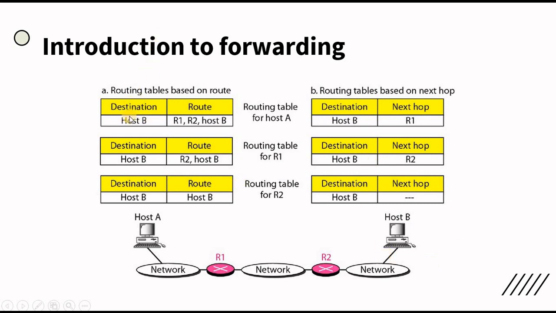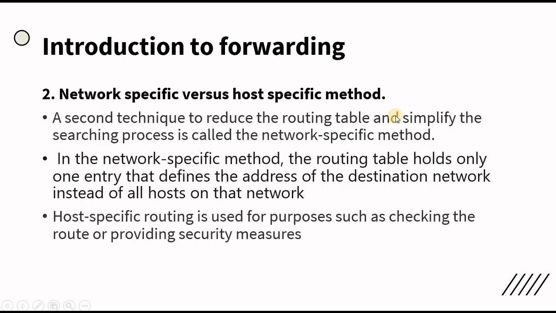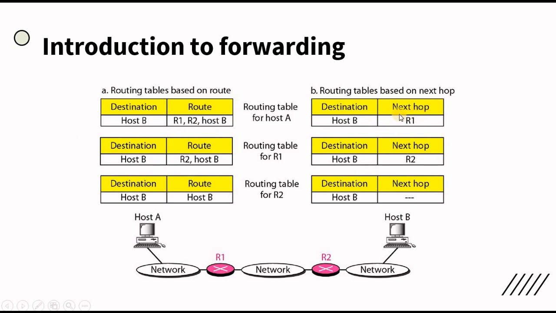This is a traditional technique, a routing table based on route. In this traditional technique, it is written that the destination is host B and the route is R1, R2, then host B. So here the complete route information is shown. While in the next hop technique, it is said that the destination is host B and the next hop is R1. So here we are just storing the information of the next router only.